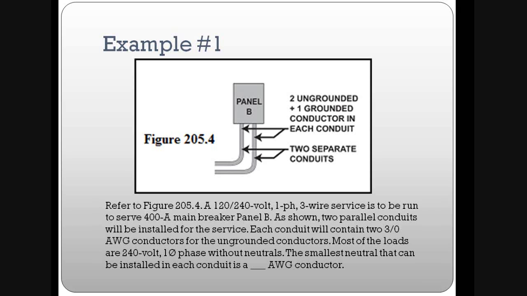Anytime we look at a story problem or a description of a scenario, one of the first things we need to do is start to identify some of the key terms that we're looking for. As we see this, one of the key terms is service, so we are going to assume that this is a service system. It has parallel conduits, so we need to pay attention to that. And the question itself is asking for the smallest neutral that can be installed. So let's look at some of the details that we need to understand now.